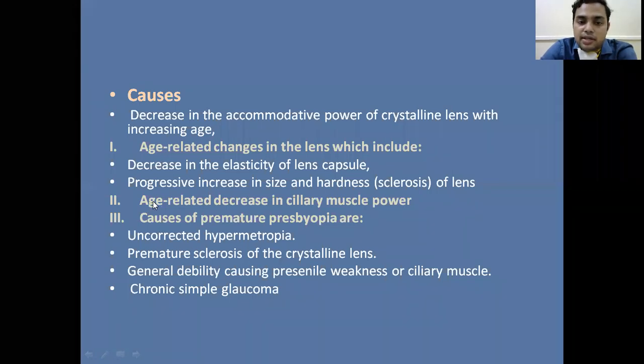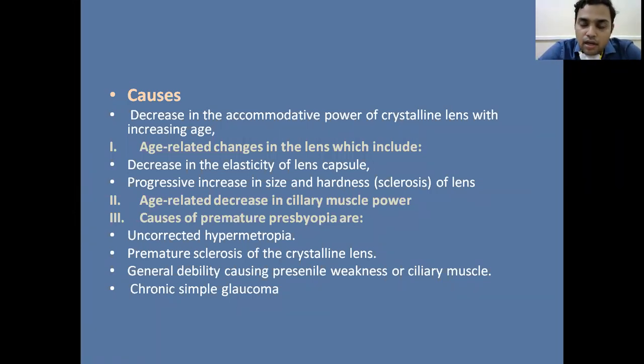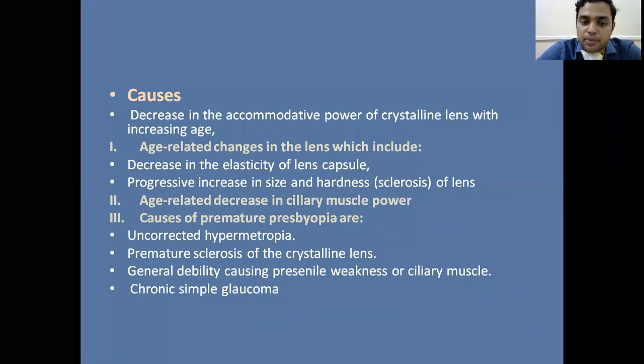Second one is age-related decrease in the ciliary muscle tone. Because of decrease in the ciliary muscle tone, there is a decreased contraction of the ciliary muscle because of the weakening, and that leads to decreased accommodative power of the eye. So that leads to a condition called presbyopia.